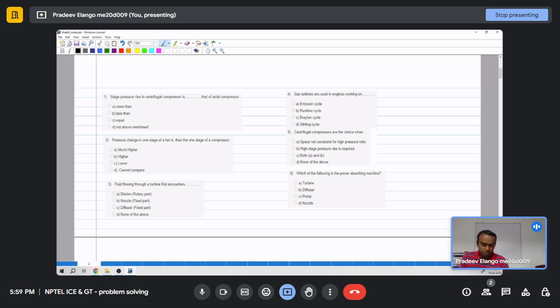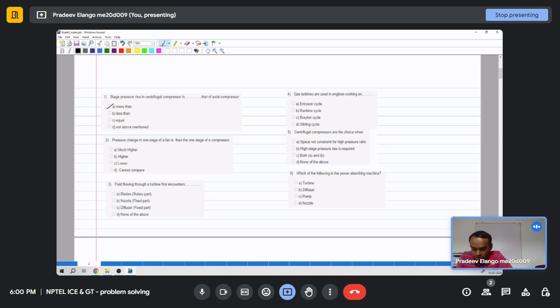So the stage pressure rise for centrifugal compressor is more than the axial compressor, whereas the flow rate of the centrifugal compressor is less than the axial compressor. So axial compressors can be used when we want less pressure ratio but high flow rate, and centrifugal compressor can be used when we want high pressure ratio but lower flow rate.